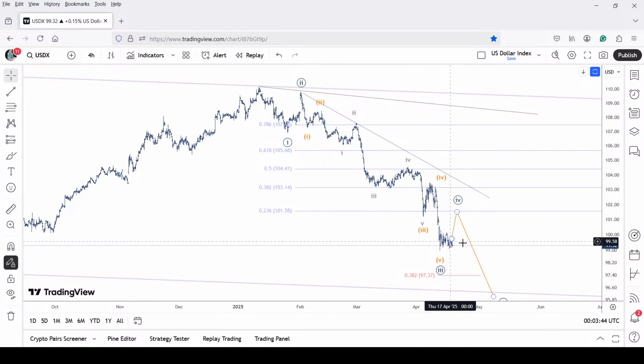All right. So as discussed in the previous session as well, I still feel that there might be one more shallow low towards 98.25 to terminate minute wave 3 before the minute wave 4 rally resumes and pushes through the 101.50 mark. All right. So that is the wave structure and the price action point of view.